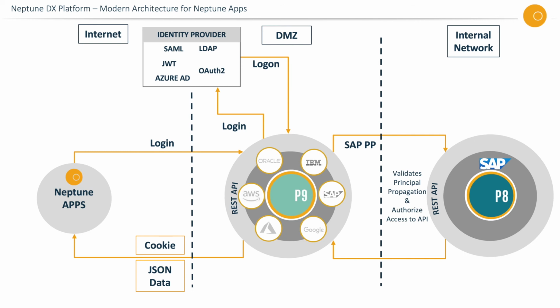How does it look for the combination of Planet 8 and Planet 9? Planet 8 will sit inside your internal network, leveraging directly the API services from SAP, powered by Neptune. Planet 9 will sit on the DMZ and will handle the authentication towards SAP, as well as the validation through principal propagation. Planet 9 can also be your identity provider or connect to your preferred identity provider, such as SAML, LDAP, JSON Web Tokens, Azure AD, and OAuth 2.0. All of these resources can then be used inside your applications or as a service.